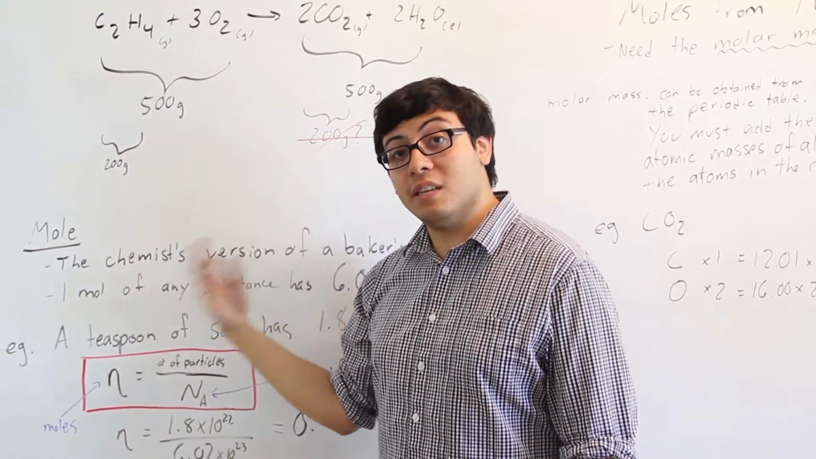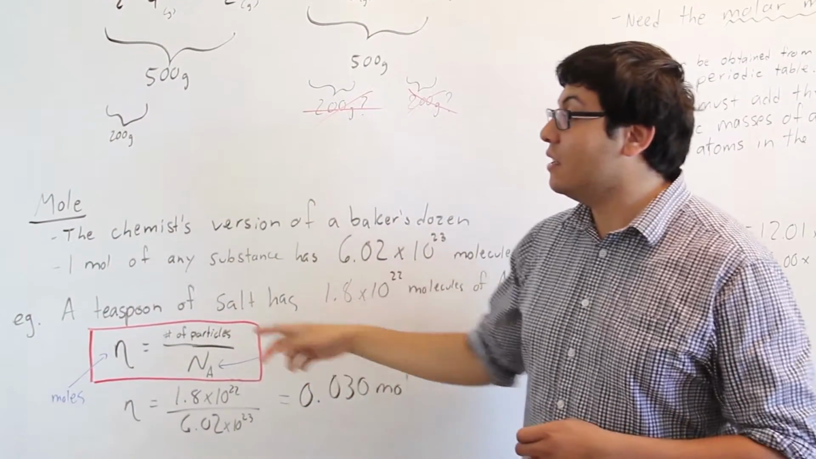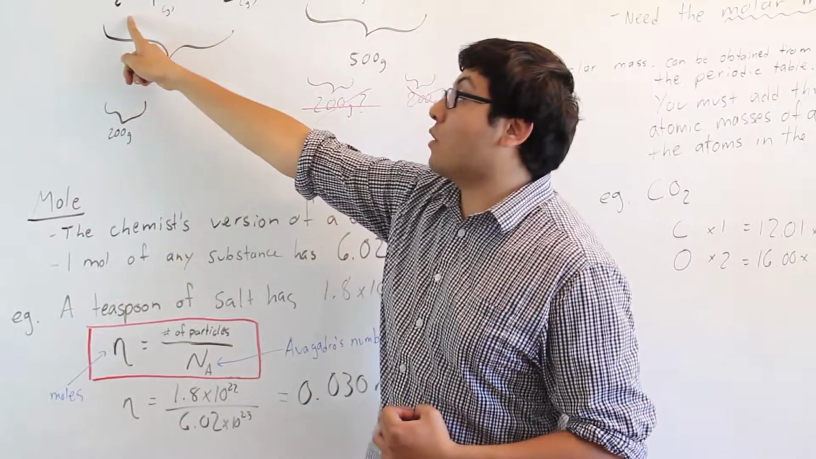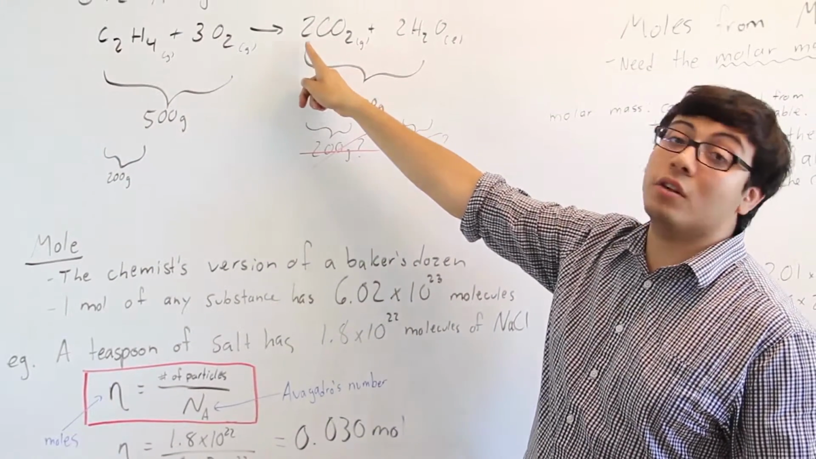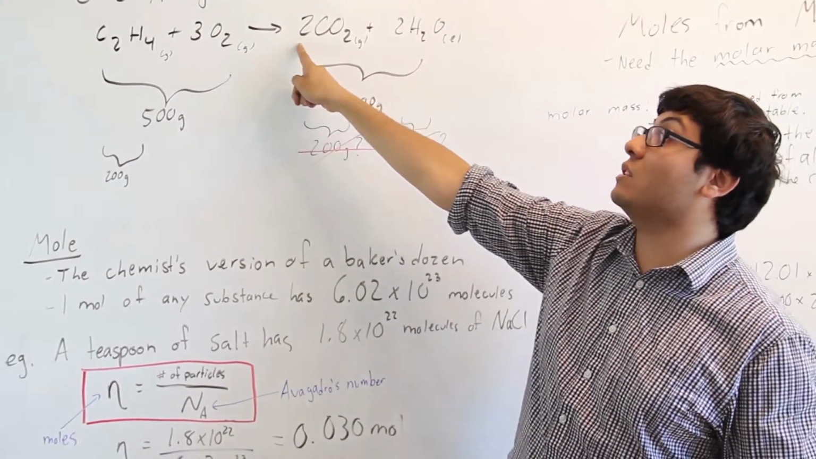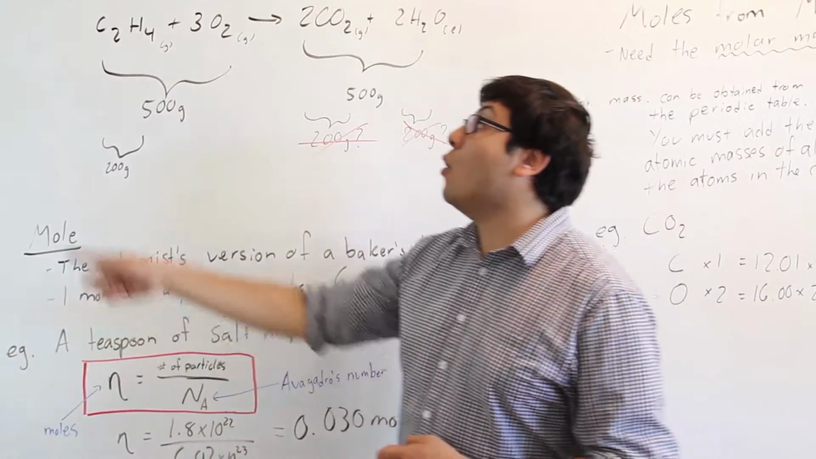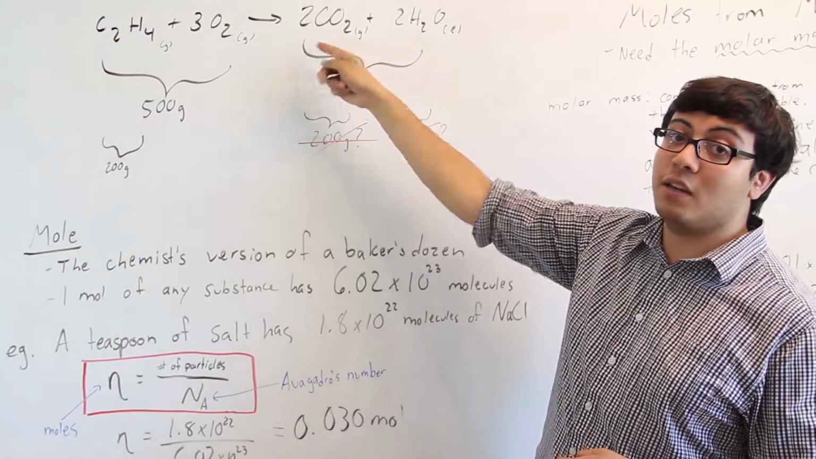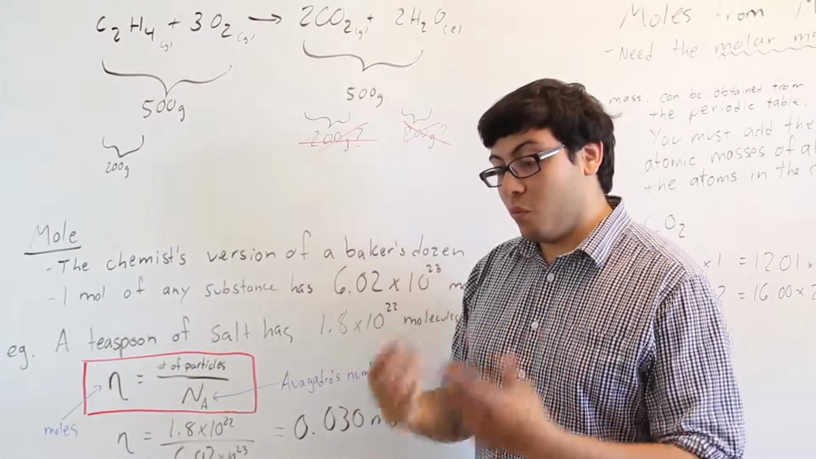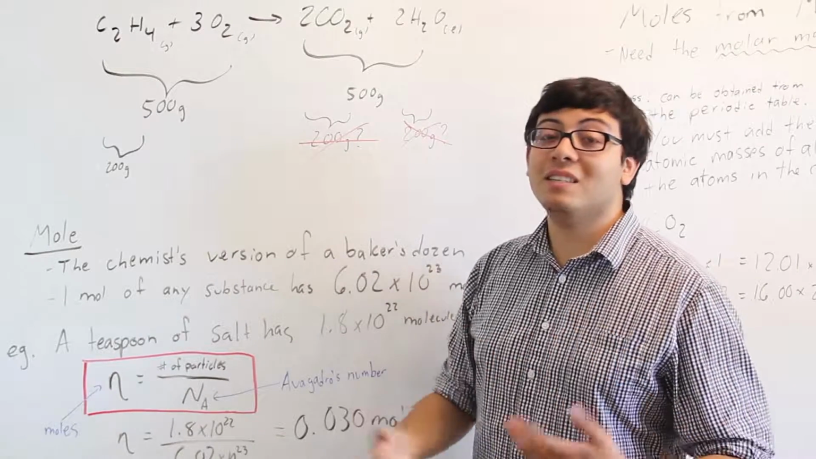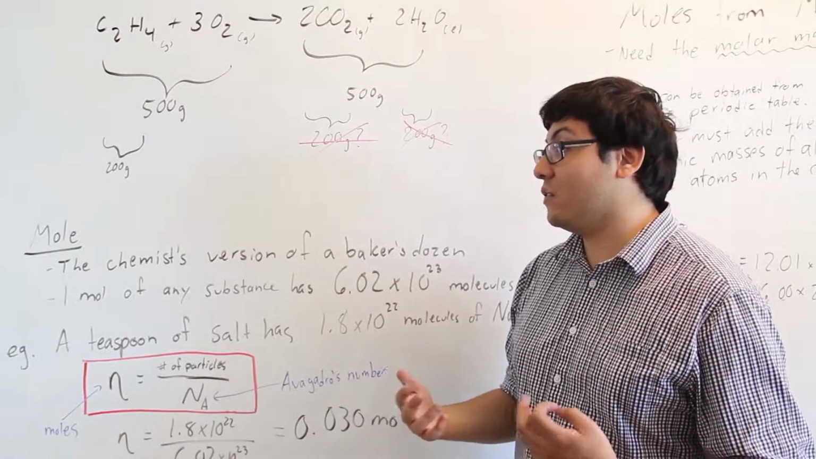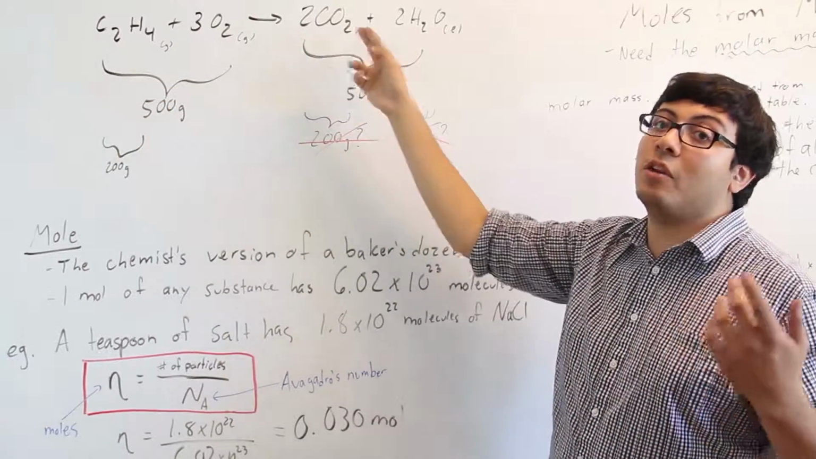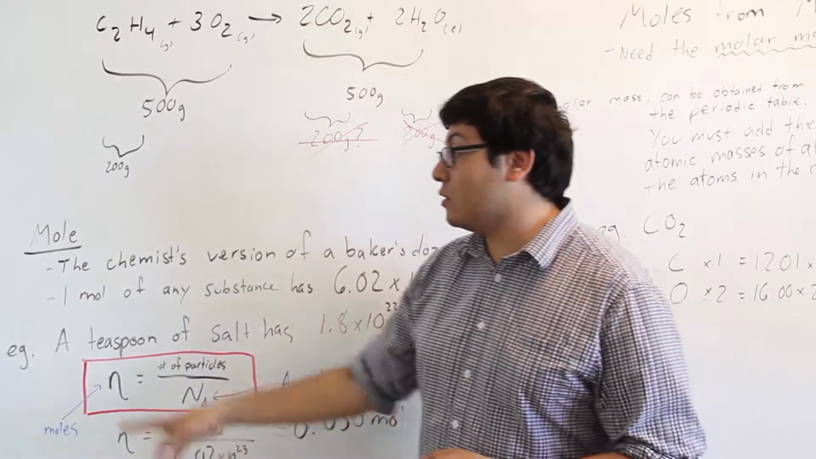However, we can use the chemist's version of the baker's dozen, the mole. So instead of saying 1 gram of ethylene reacts to give us 1 or even 2 grams of carbon dioxide, because you see the 2 over here, we can say that 1 molecule of ethylene reacts to give us 2 molecules of carbon dioxide. That is true. But when we're looking at gram amounts, we have billions and trillions of molecules. So it wouldn't be easy for us to say 5 trillion molecules of ethylene react to give us 10 trillion molecules of carbon dioxide. Instead, we use the mole.